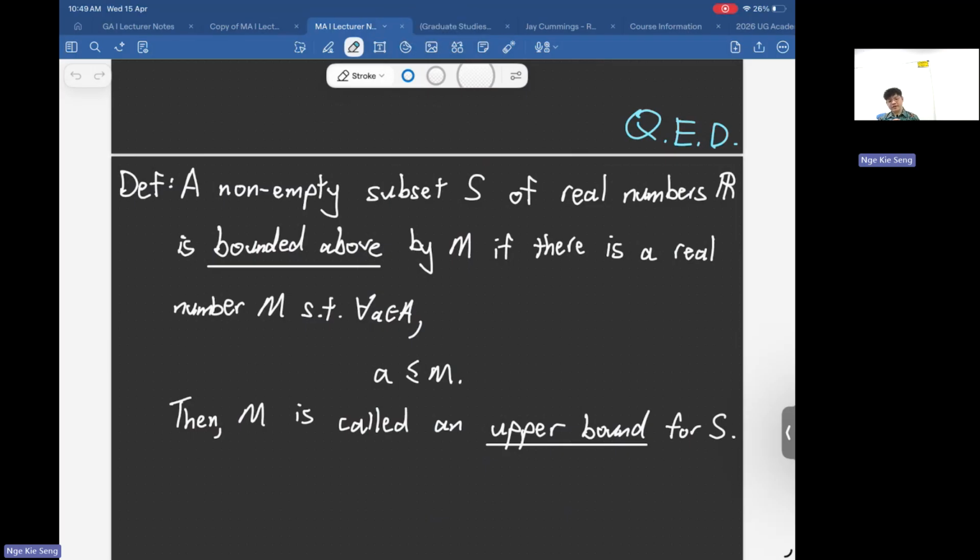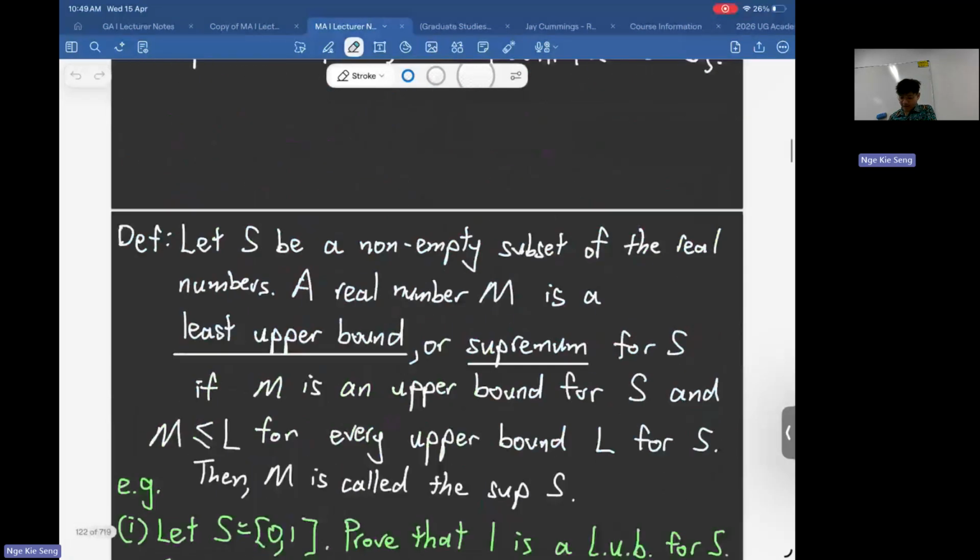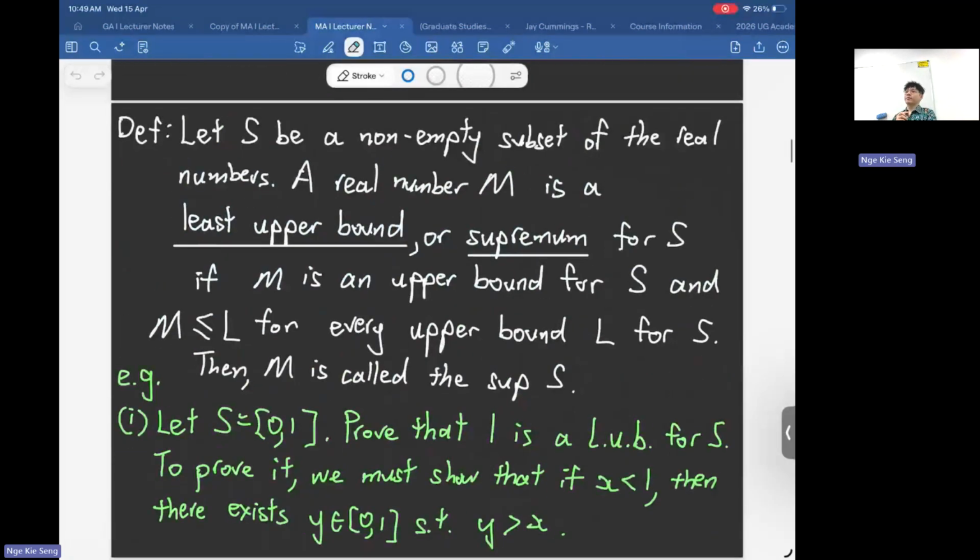So the next part we're talking about bounded sets, a bounded above set. If you are bounded above, that means there's a largest number that controls your set. That largest number could be inside your set or outside your set. Later I will show you why it can happen. But this number is what we call the upper bound. And we're going to use this idea of upper bound to build our real numbers.